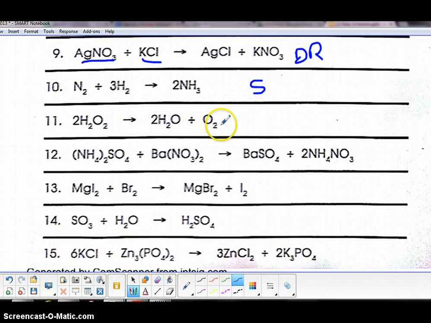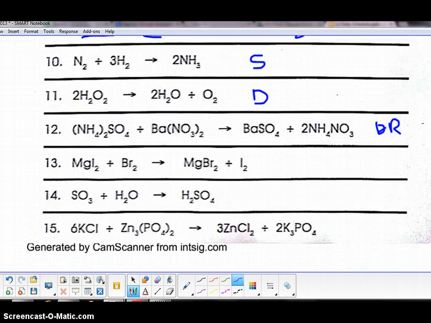Here I have 1, 2, 3 things. So it's going to be a synthesis or a decomposition. So let me look closely. I have 1 breaking up into 2 things. So that's going to be your decomposition. Number 12, look, ionic, ionic, ionic, ionic. I have 4 ionic species. So the only thing that has 4 ionic species is a double replacement.